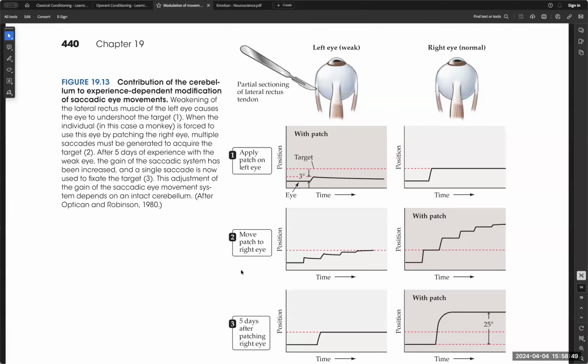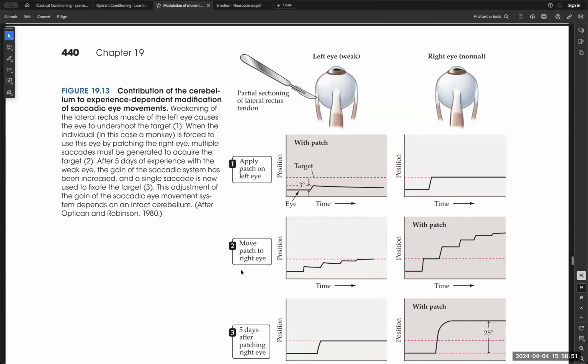The other example is what we call the vestibulo-ocular reflex. Who knows what the vestibulo-ocular reflex is? Let me act it for you guys.